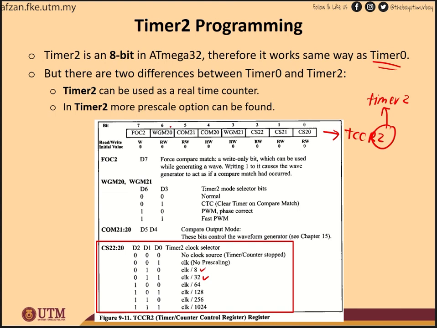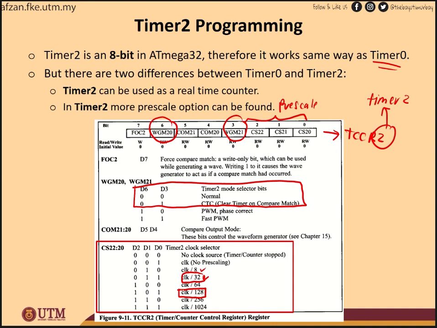Okay, bit 6 and bit 3 are used to determine the mode that you're going to use, while the last 3 bits here are your prescale option. Okay, you have extra prescalers here. If you can see here, you have a 32 prescaler, which you don't have in your timer 0, as well as 1 to 8 prescalers. Okay, so that is the difference between timer 2 and timer 0.